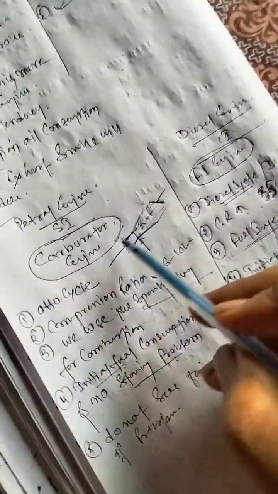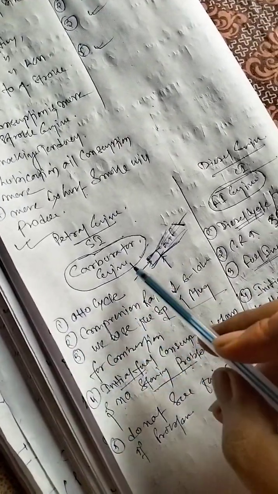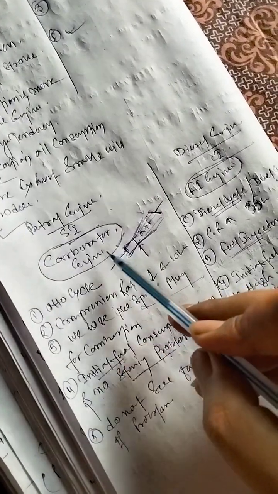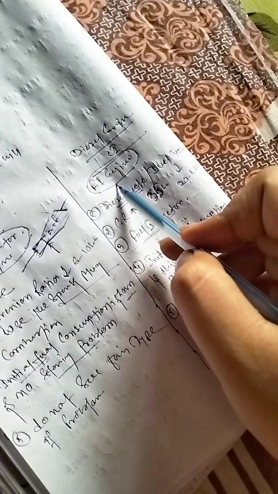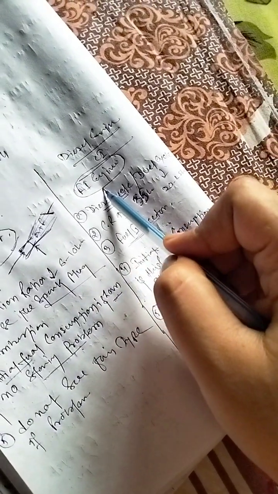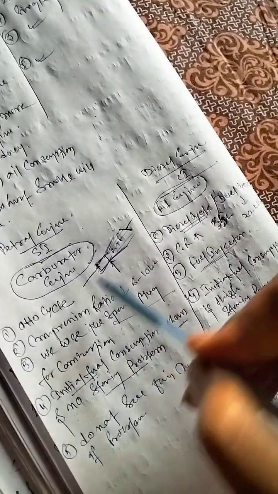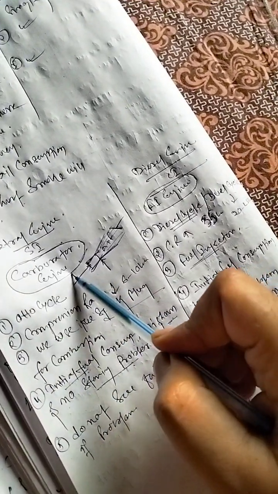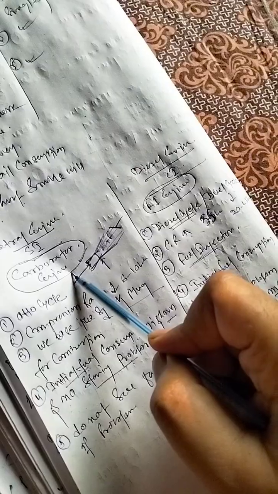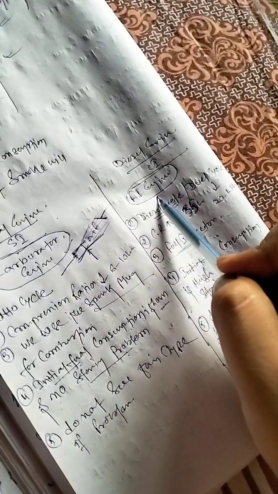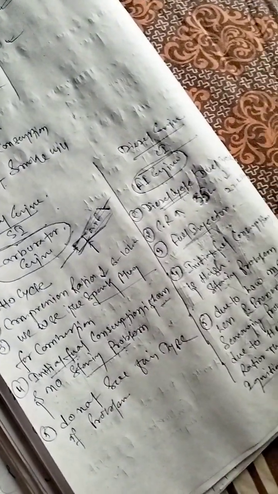But the carburetor engine is manually, meaning mechanically, operated, so it needs frequent maintenance. But the FI system engine is controlled by the electronic control unit and sensors, so it does not need frequent maintenance. And the fuel consumption rate in a carburetor engine is quite high compared to the FI system engine. So these are basically the differences.